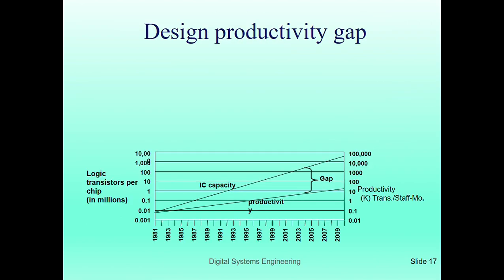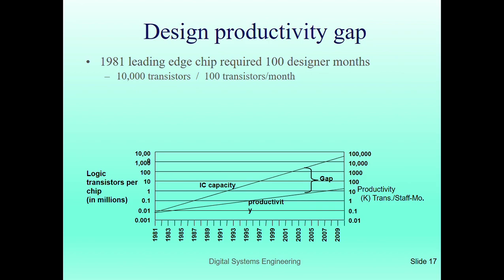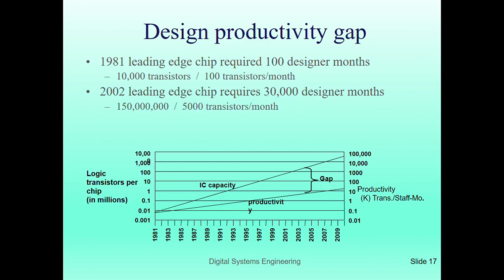The design productivity gap: in 1981, a leading edge chip required 100 designers per month. In year 2002, a leading edge chip requires 30,000 designers per month. So there is a gap between the design productivity and the designers.